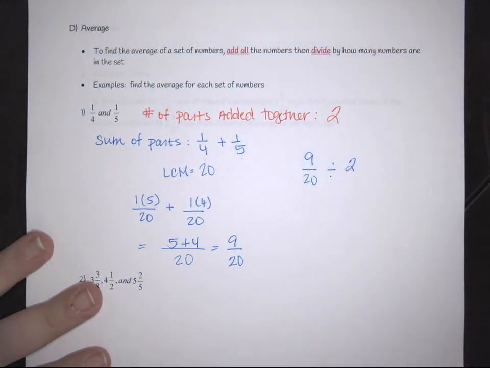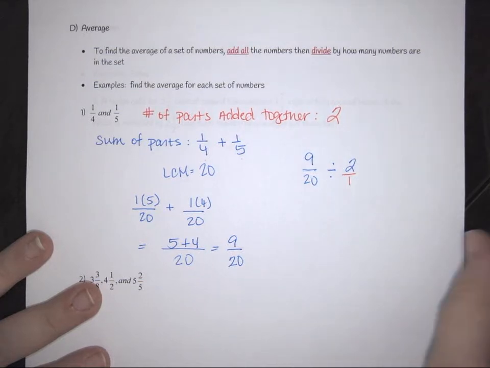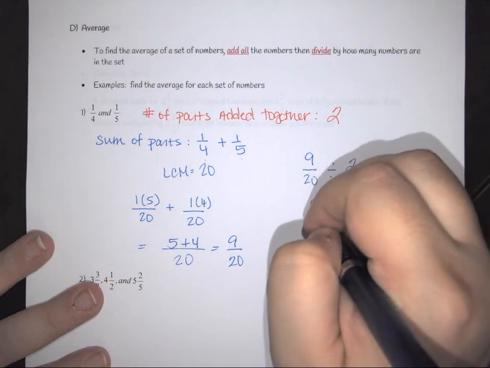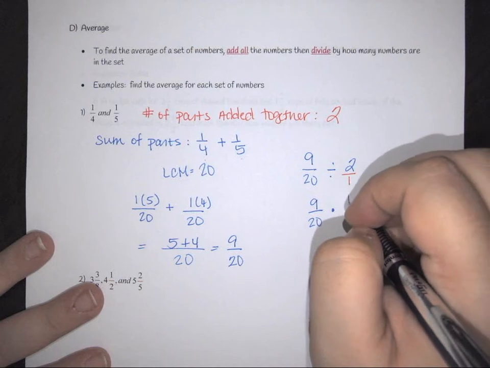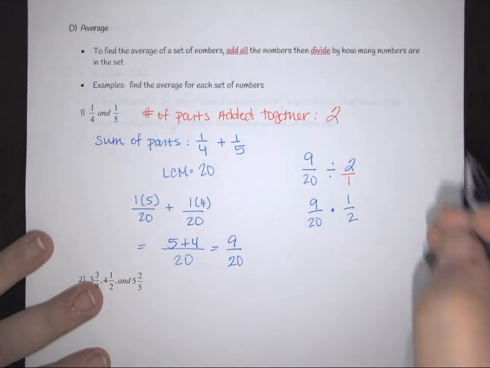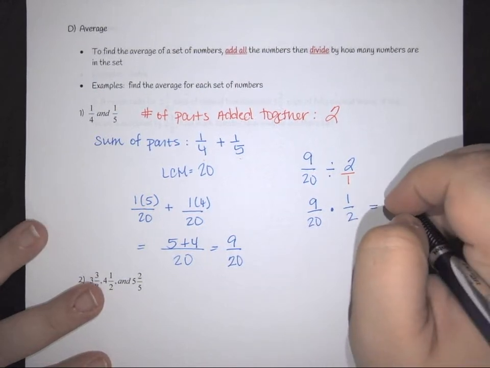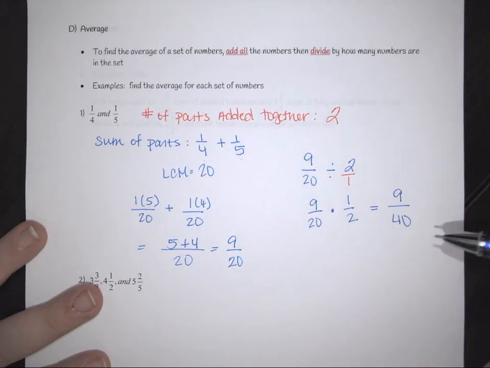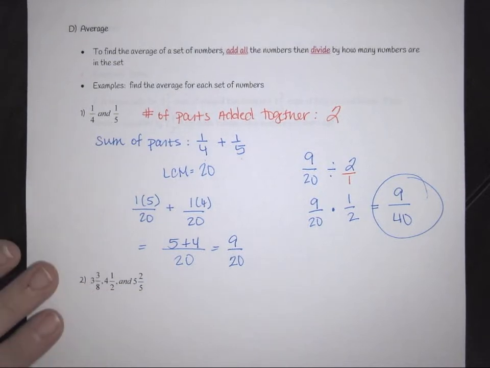Now I need to remember 2 is a whole number, so it's the same as 2 over 1. And when we're going to divide, we have to use our rules. So this is going to be 9 over 20, change the sign to multiplication and flip to the reciprocal, so this becomes 1/2. We go straight across the top and straight across the bottom, which gives me 9 over 40. There is nothing in common, which means 9 over 40 is the average of those 2 values.